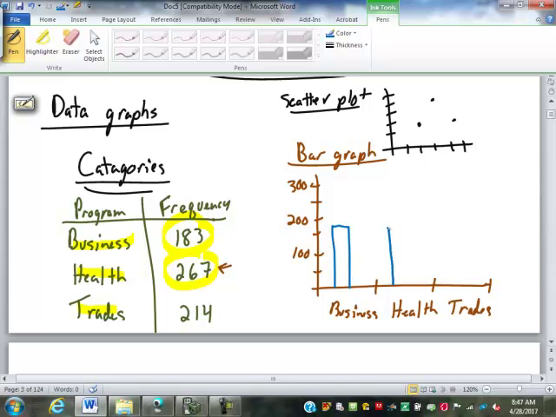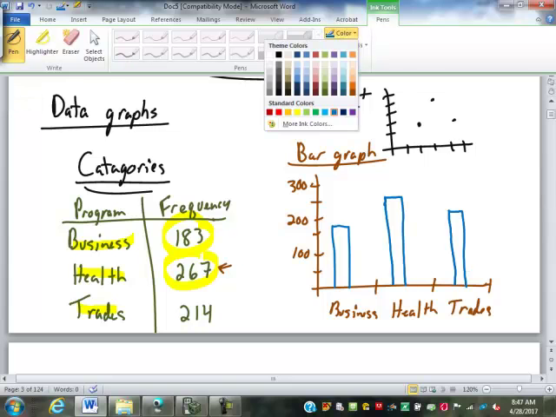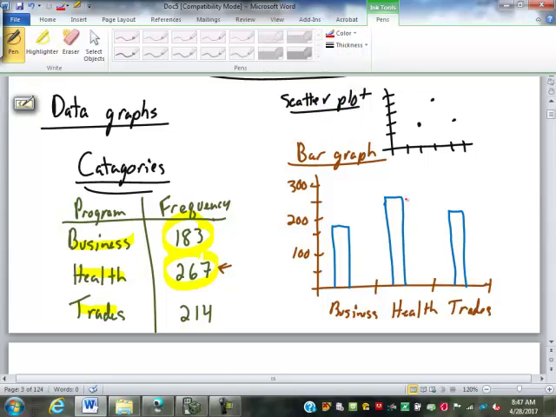Health goes to 267. Somewhere in there. And trades 214. So now looking at this graph, I can very quickly tell that health has the most students and that business has the fewest students of these three categories.